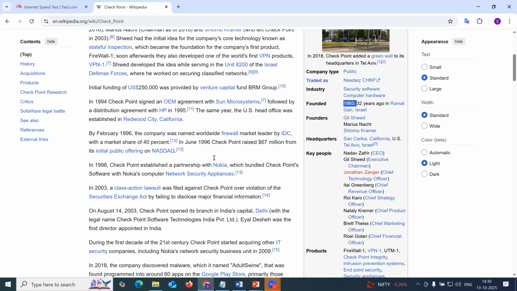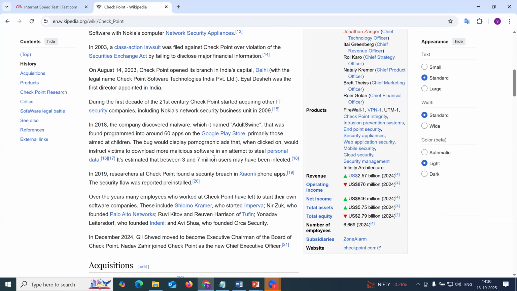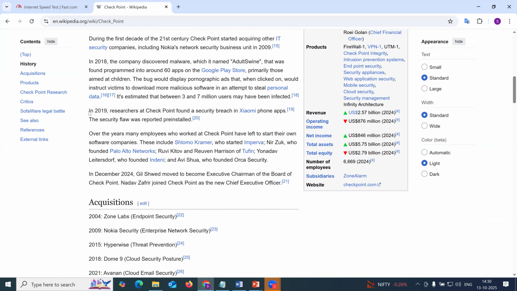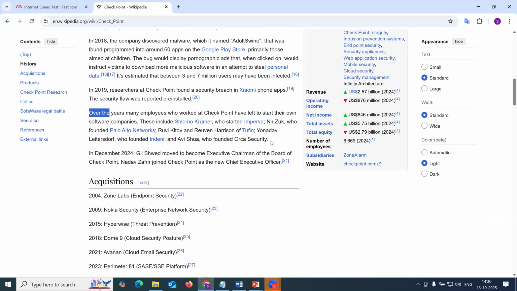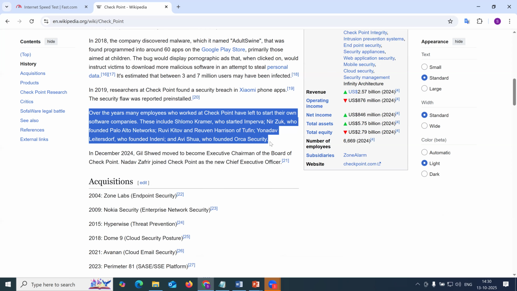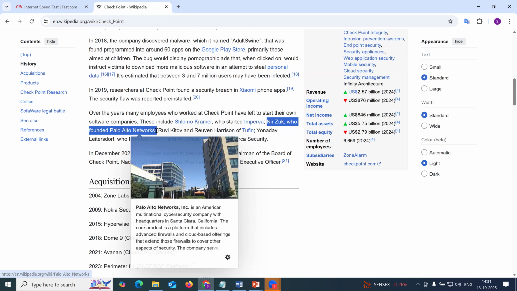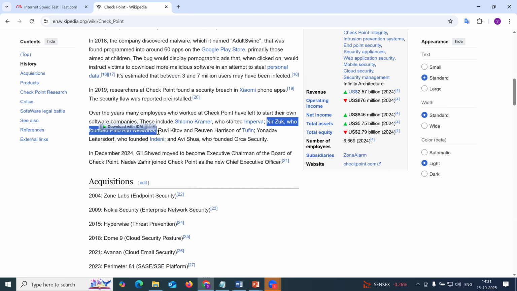Right now, you know Palo Alto, FortiGate, Checkpoint, ASA, FTD, around 5 firewalls. Read this line, what's written here. Over the years, many employees who worked at Checkpoint Firewall had left to start their own software companies. Mir Juk, who founded Palo Alto Networks, even this guy was a part of the Checkpoint team.